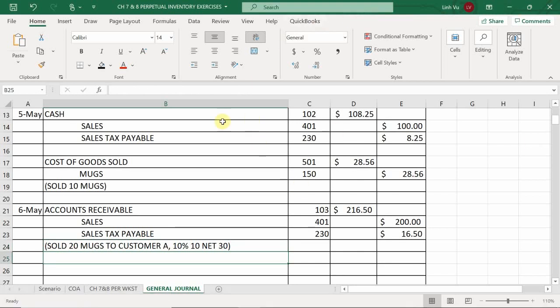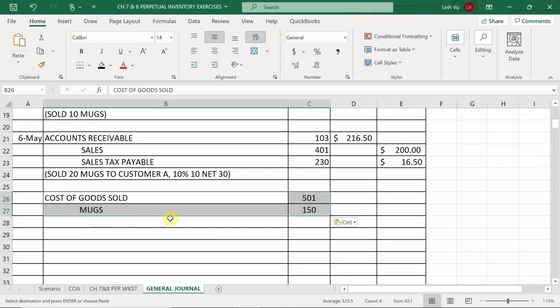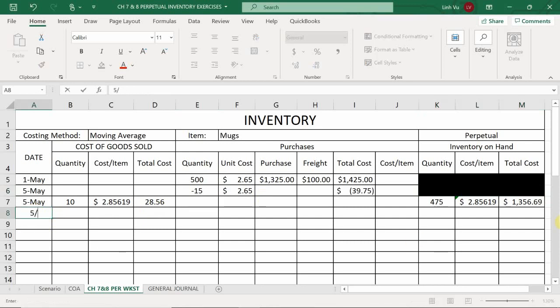So now that I recognize a sale, what else do I need to recognize? Cost of goods sold in mugs. Yes, right? Because we end up selling our inventory. So we need to update our inventory as well. Okay. So let's go to our inventory worksheet because I end up selling 20 items. So it's May 6th. So I sold 20 units at what average cost per item?